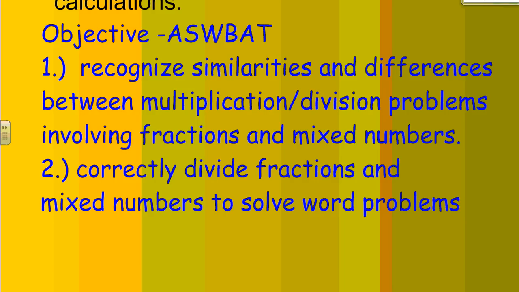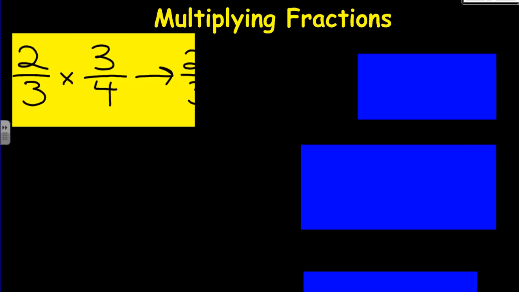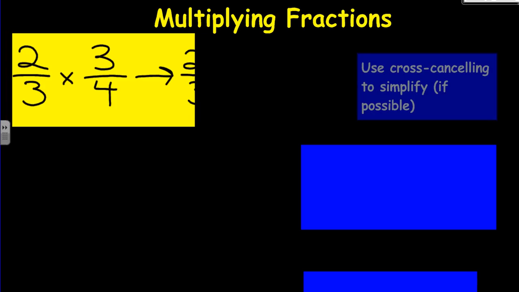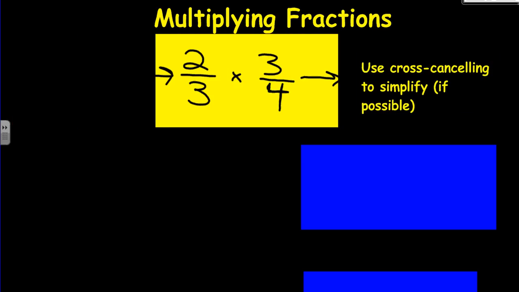Alright, let's go ahead and move on to the lesson. If we just take a quick examination of multiplying fractions, we have 2/3 times 3/4. And the first step that I want to follow is to use cross-canceling to simplify. I rewrote it, and I'm going to use cross-canceling. Where is that possible? We have here a 3 and a 3 that can be canceled out. What we're doing is we're dividing the numerator and denominator by 3.